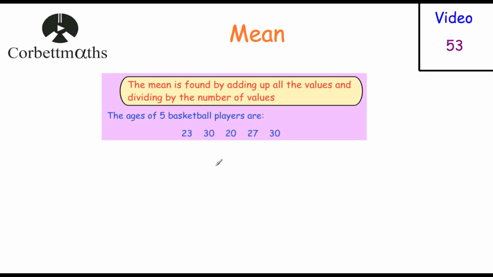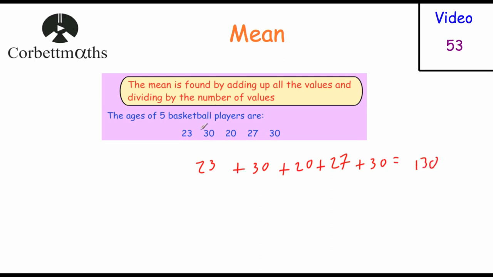So let's start by adding these values up. So 23 plus 30 plus 20 plus 27 plus 30. And the nice thing is M1 is a calculator paper, so let's add them up on our calculator. And that gives us 130, so the total is 130.